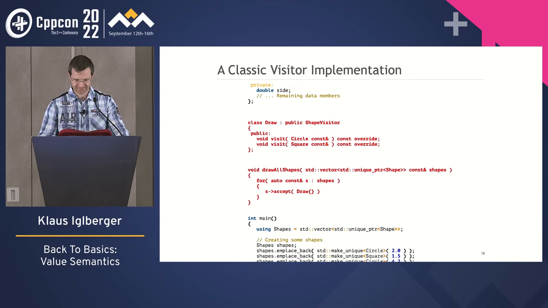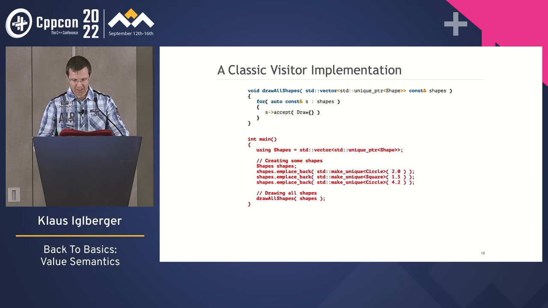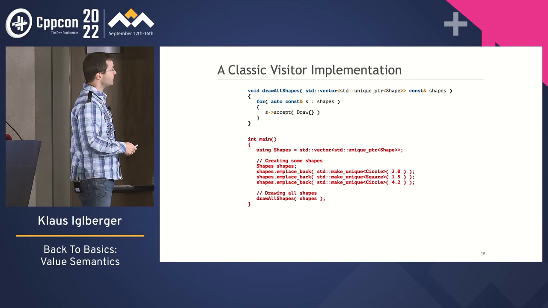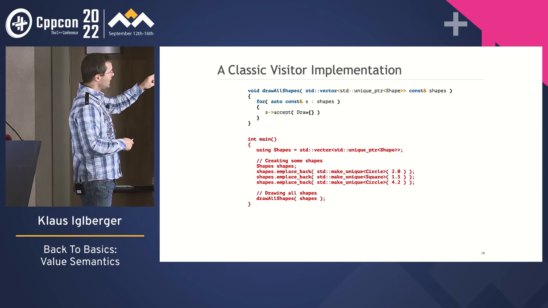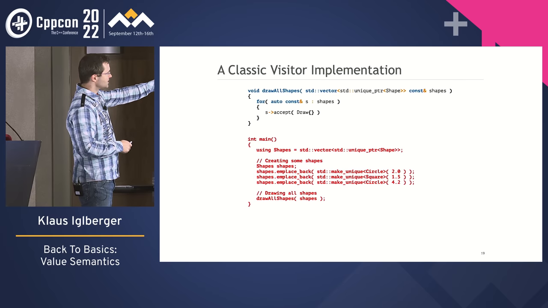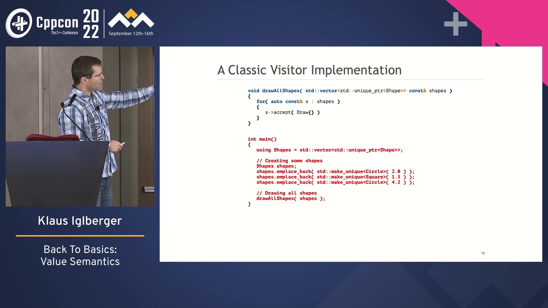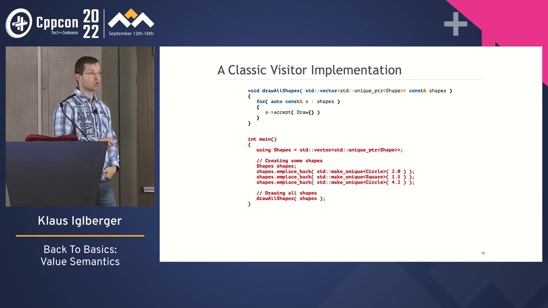and this will, of course, draw a couple of beautiful shapes. Now, in the main function, first have an abbreviation for this long type. So shapes is just short for vector of unique pointer of shape. And then we create a couple of shapes. Make unique circle, we say a radius of 2.0. Makes unique square with, say, a side length of 1.5, and yet another circle. And then we draw all the shapes.